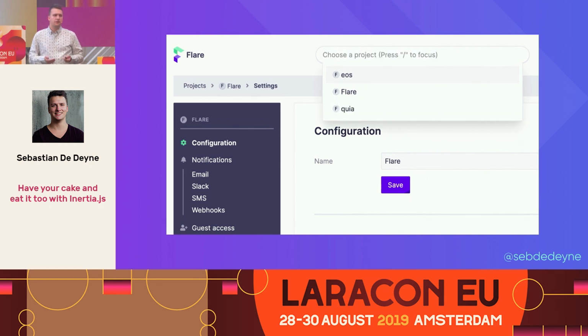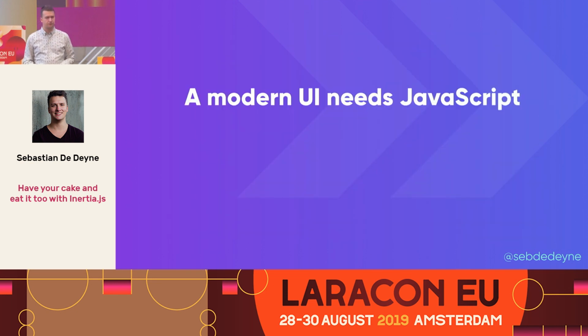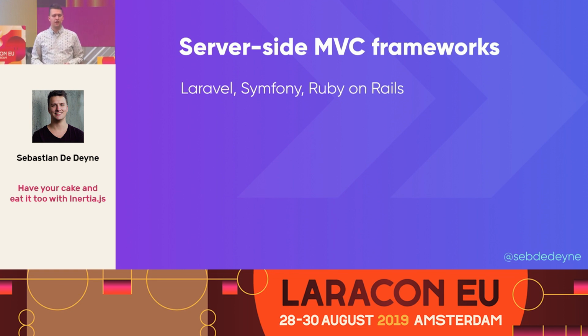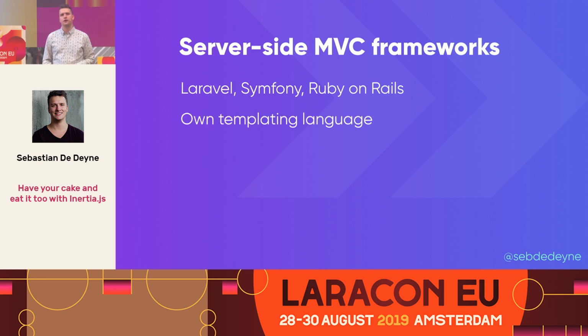Now, all these components have one thing in common, and that's that they all heavily rely on JavaScript to build. A modern UI probably needs quite some JavaScript, whether you like it or not. We're building applications with server-side MVC frameworks. So most of us probably Laravel, some Symfony, Ruby on Rails. And they also apply their own templating language on the back end. In the case of Laravel, that's Blade, but you also could be working with Twig or ERB or whatever.